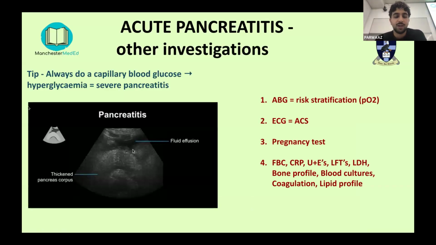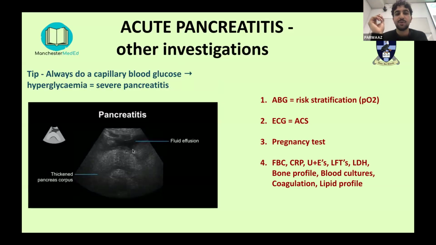So things like, as it's written here, cap blood glucose. Hypoglycemia does indicate severe pancreatitis. Even though hypoglycemia is a cause, hyperglycemia has severe pancreatitis. So always do cap blood glucose in these patients. ABG for risk stratification for partial oxygen pressure, and like I'll always say, lactate. Always do lactate. ECG. So this brings me back to when I mentioned medical causes of abdominal pain. Any upper abdominal pain, always do ECG plus minus chest X-ray to look for signs of ACS or pneumonia.